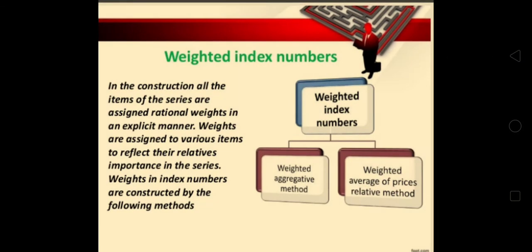Second, now the second type is weighted index numbers. Weighted index is divided into two, we already discussed. In the construction, all the items of the series are assigned rational weights in an explicit manner, and weights are assigned to various items to reflect their relative importance in the series. And weights in index numbers are constructed by the following methods.